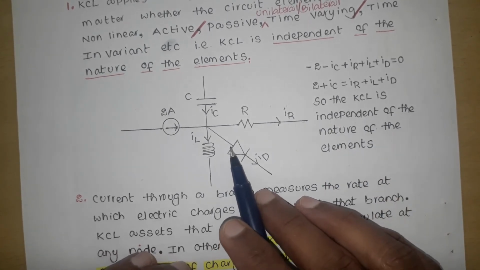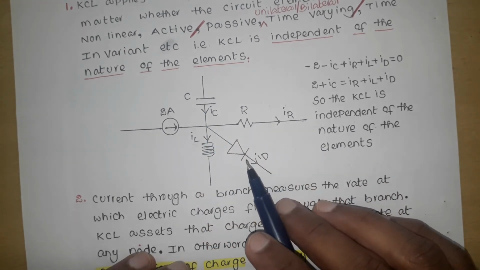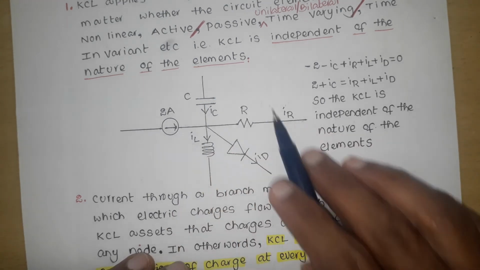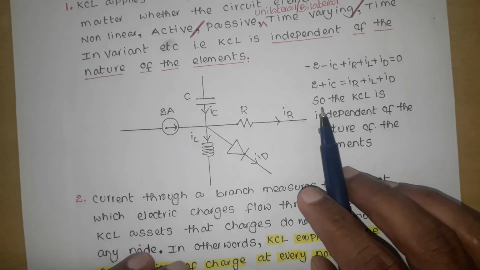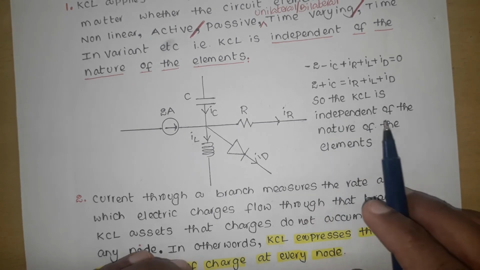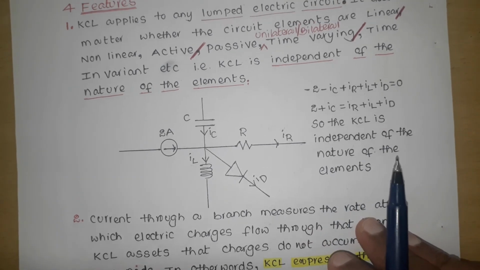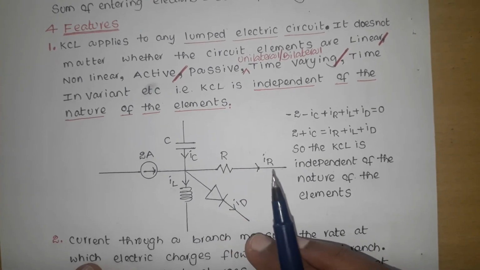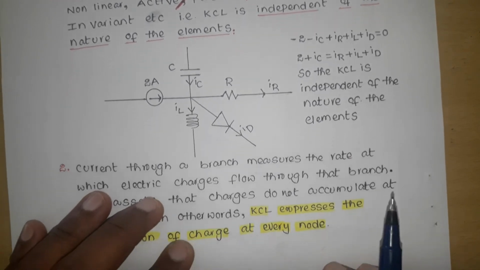So here there are different types of elements. Resistor, inductor, capacitor are linear elements. Diode is a non-linear element, and this is a source. And these 4 elements are passive elements. So we can apply KCL; KCL is independent of the nature of the elements. The only condition to apply KCL is that the elements should be lumped. So we cannot apply KCL and KVL for distributed elements.